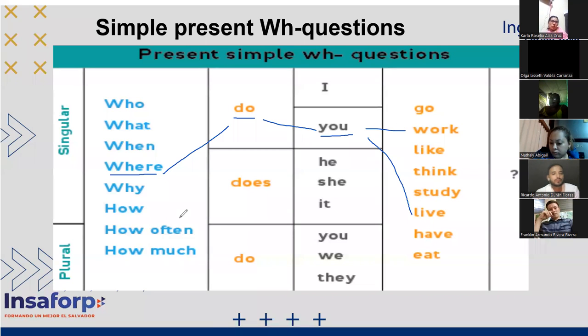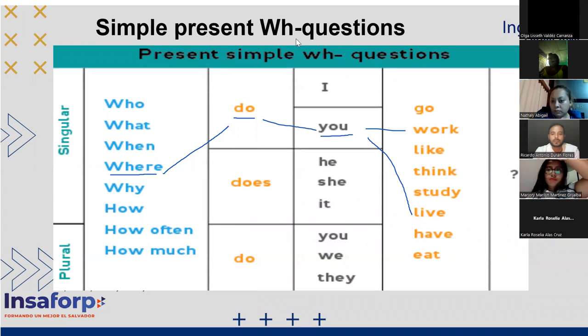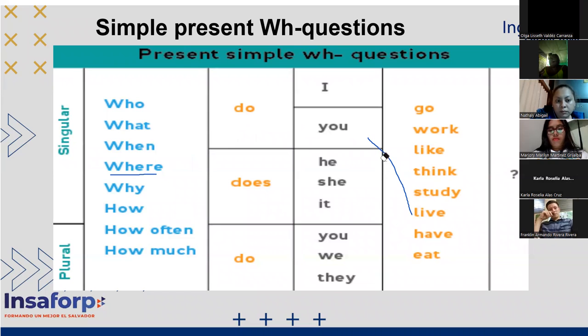Okay, Ricardo Antonio, make a question to Natalie. Hágale una pregunta a Natalie using this structure, utilizando esa estructura. Where do you buy? Where do you live? Where do you live, right? Where do you live? I live in Santo Tomas. Santo Tomas. Okay.